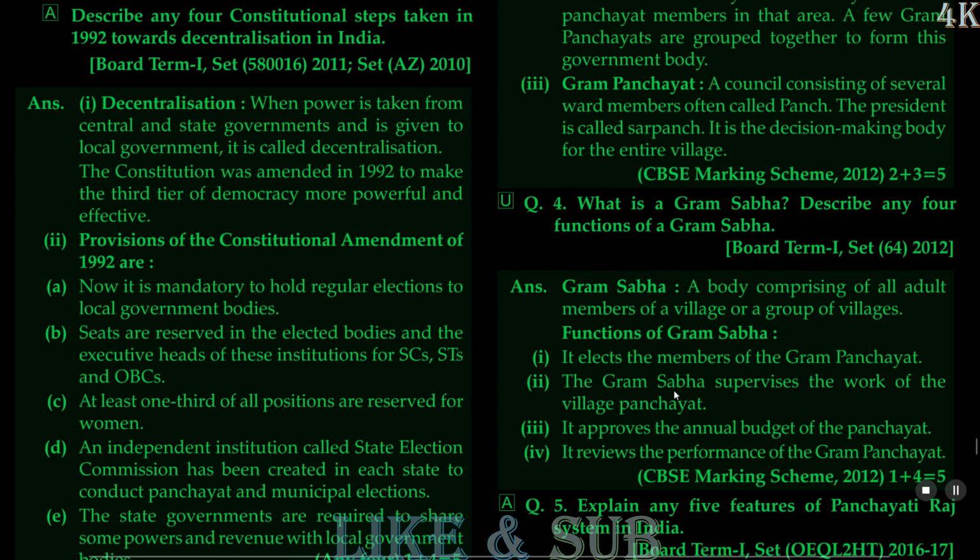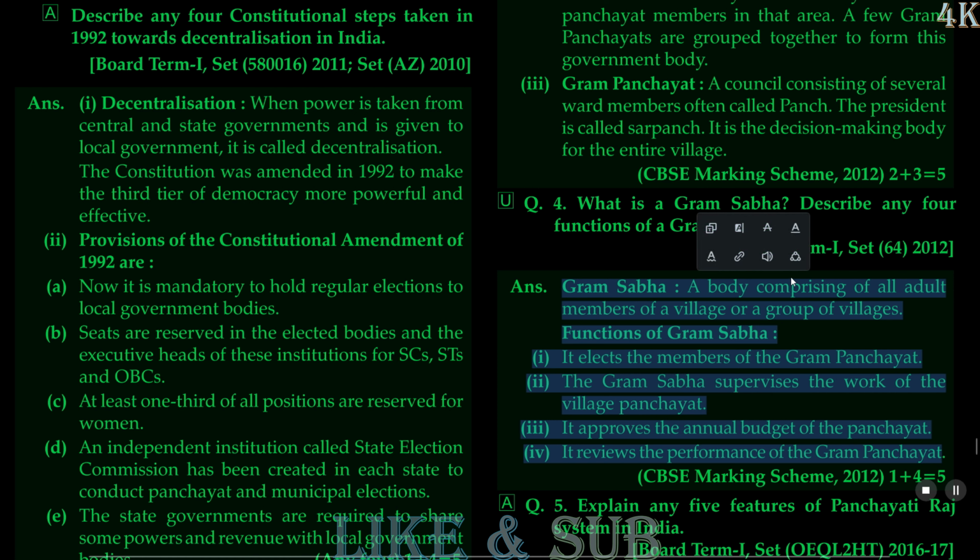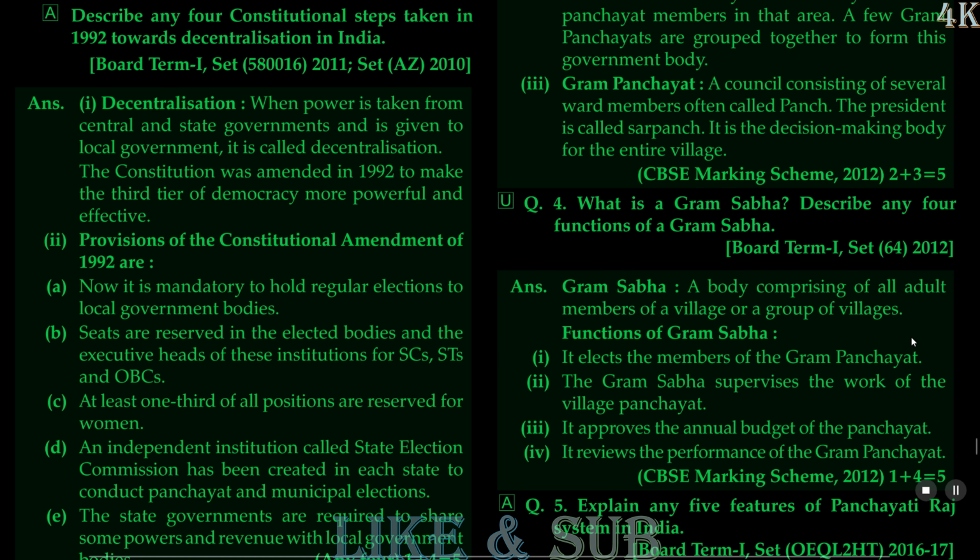What is a gram sabha? Describe any 4 functions of a gram sabha. Gram sabha, a body comprising all adult members of a village or a group of villages. Functions of gram sabha. 1.